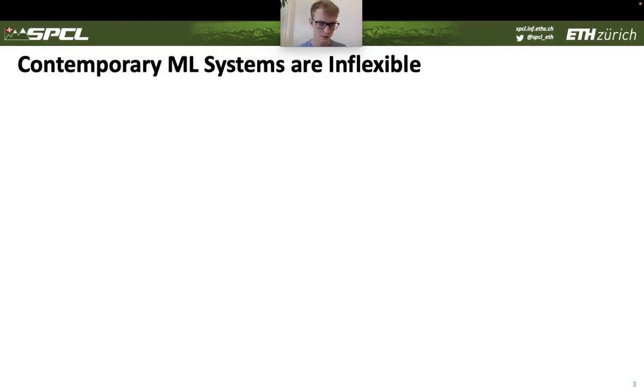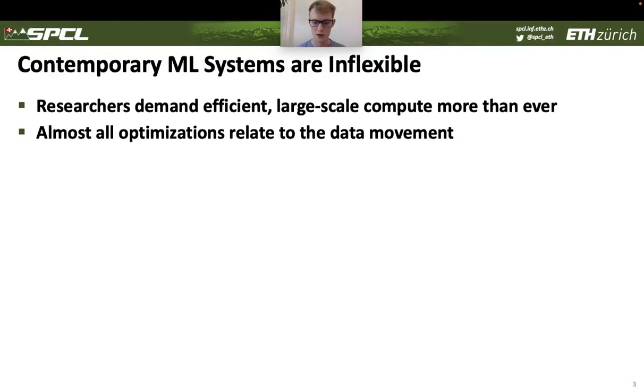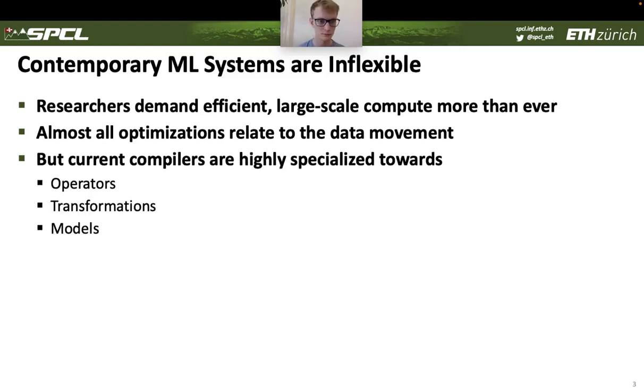The situation we're in is then one where researchers are demanding efficient large-scale computation more than ever. However, we also see that to achieve this efficient computation, almost all optimizations that are important in deep learning relate only to the data movement of the data within the accelerators. So this covers important optimizations such as operator fusion and hierarchical tiling.